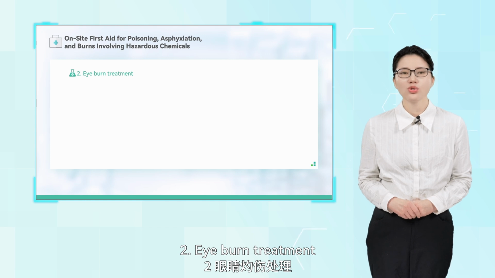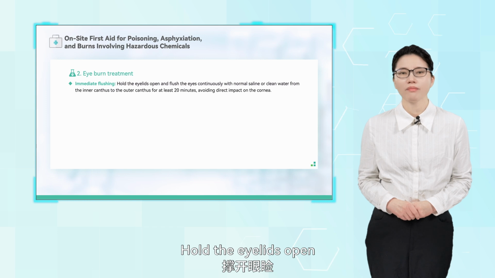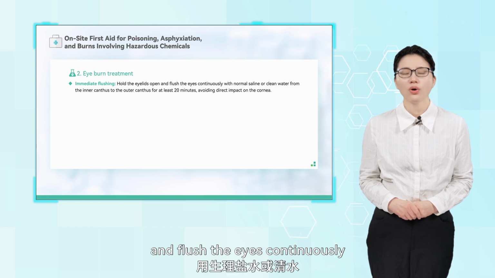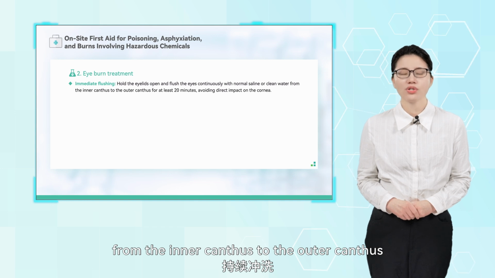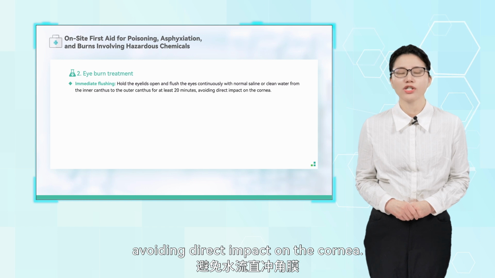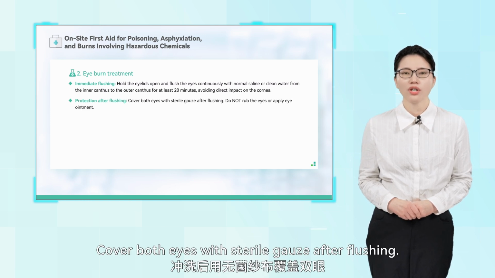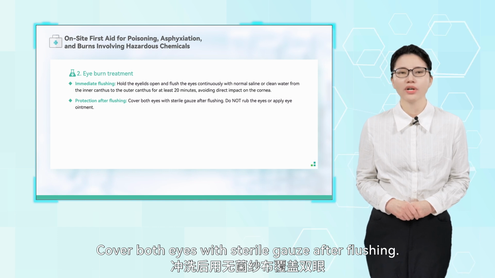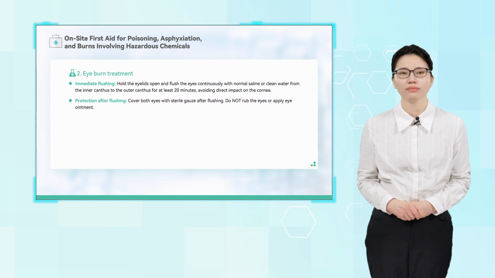2. Eye burn treatment. Immediate flushing. Hold the eyelids open and flush the eyes continuously with normal saline or clean water from the inner canthus to the outer canthus for at least 20 minutes, avoiding direct impact on the cornea. Protection after flushing. Cover both eyes with sterile gauze after flushing. Do not rub the eyes or apply eye ointment.